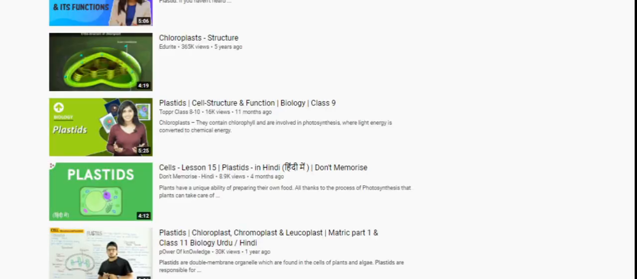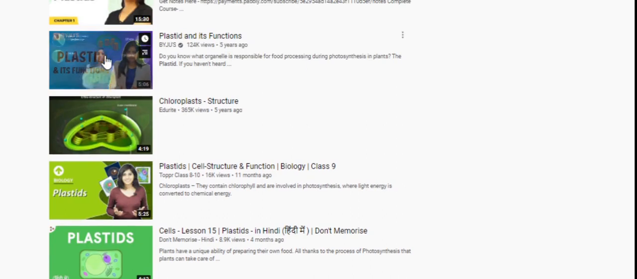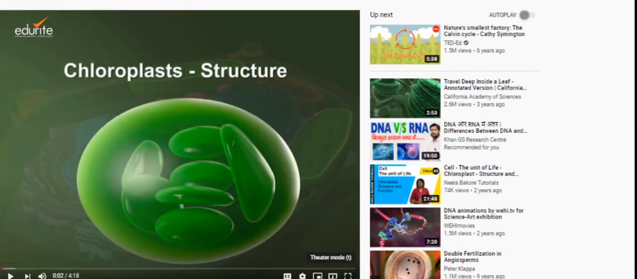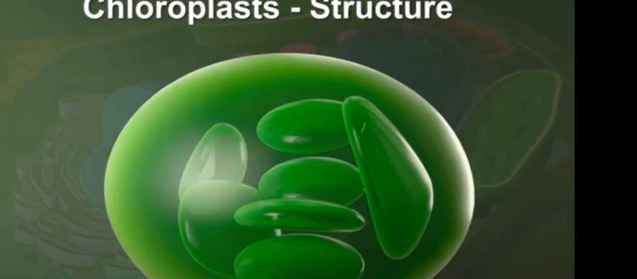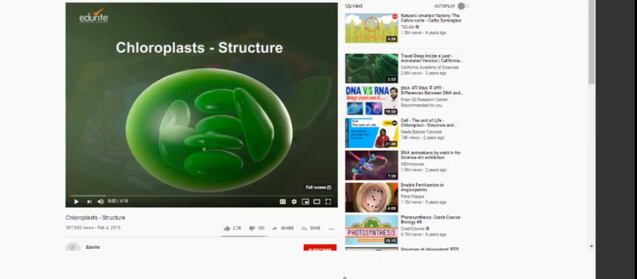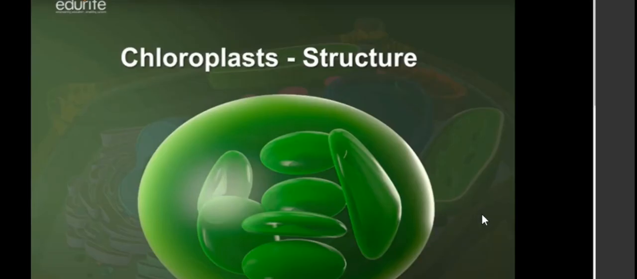Now let us move towards the plastid. Generally, plastids are found in plant cells. So when we consider the plastid, we can see that generally plastids are of three types. One is chloroplast, chromoplast, leucoplast. Very good.